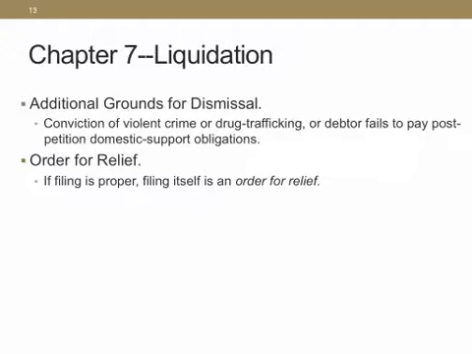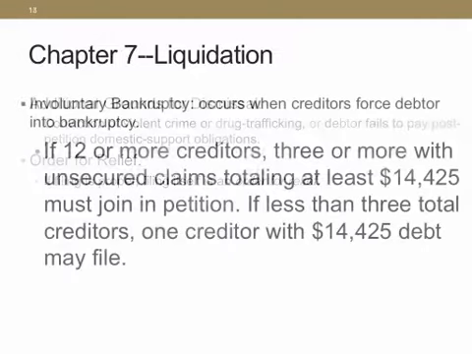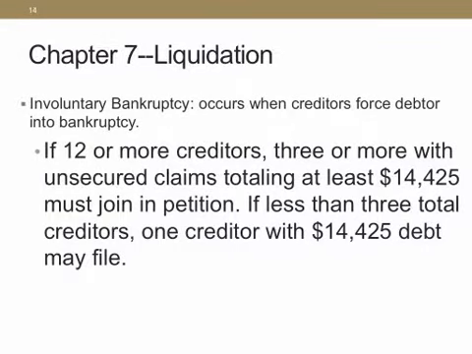Additional grounds for dismissal would include a conviction of a violent crime or drug trafficking, or the debtor fails to pay a post-petition domestic support obligation. And then the order for relief: if the filing is proper, the filing itself is the order for relief. The order for relief is granted by the bankruptcy court.